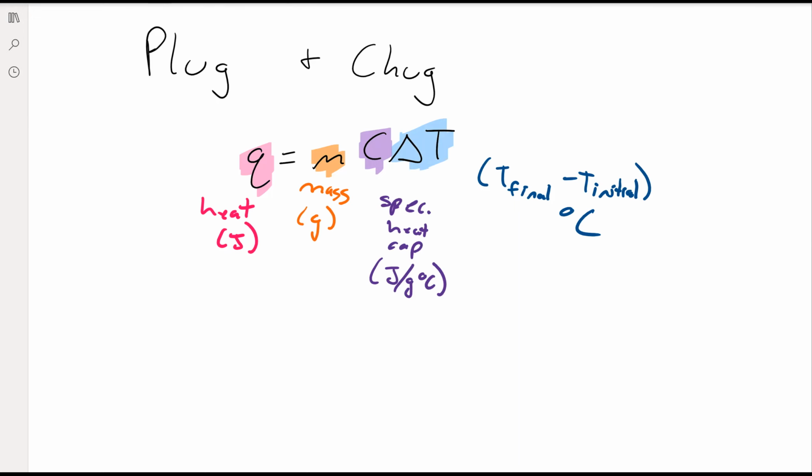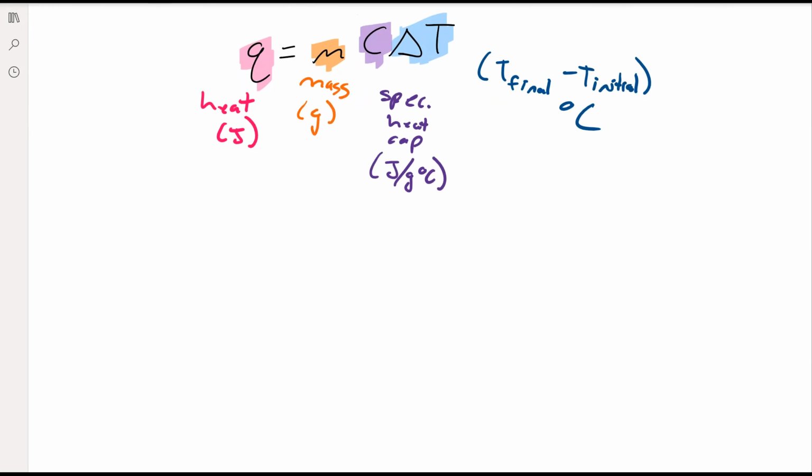And so we can formulate all kinds of different problems where I give you some of the variables and then ask for a remaining variable. We can only ever solve for one unknown variable, so you always have to be given all the other variables.